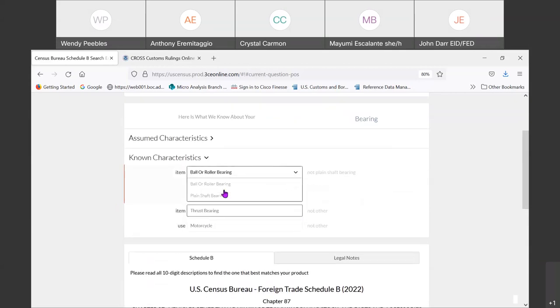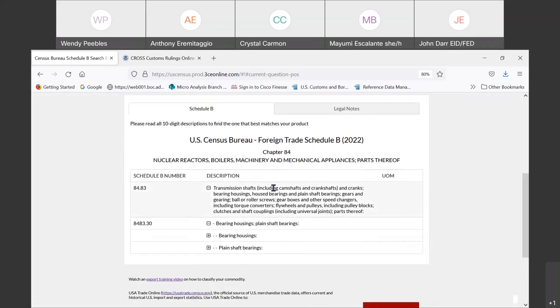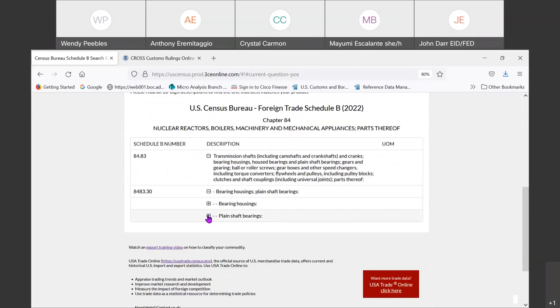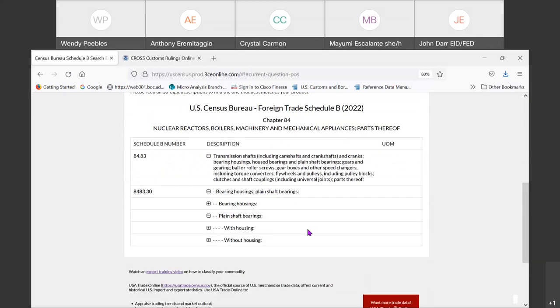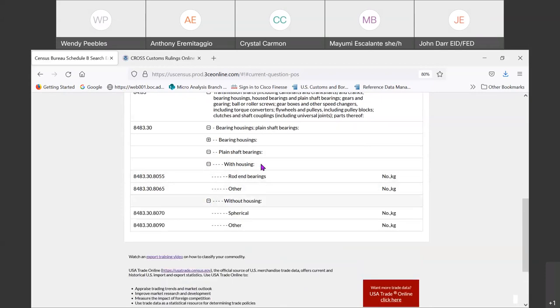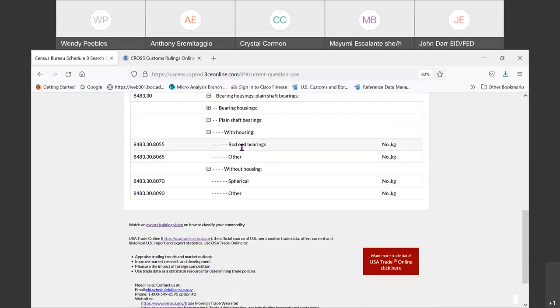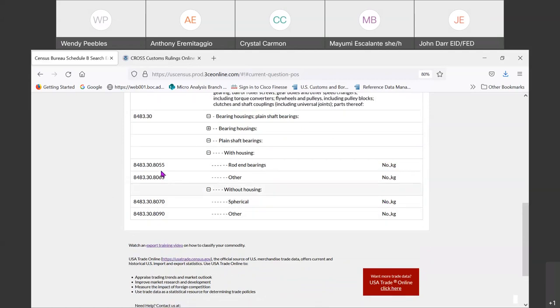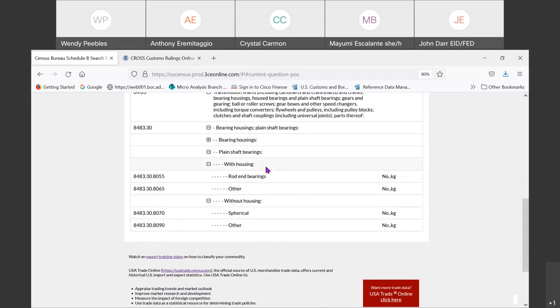But let's say we said it was a plane shaft bearing. And as you can see here, as different from the motorcycle bearing, the plane shaft bearings have an actual Schedule B number. So you would go through and keep clicking the pluses to expand the options. If it was with the housing and it was a rod end bearing, this particular Schedule B number has two units of quantity. So you would enter in the number and its kilograms, or if it was without housing, you would choose one of these numbers, the 8480. So it would be in 848330. And you would just want to make sure that you expand it and find your full 10-digit code.